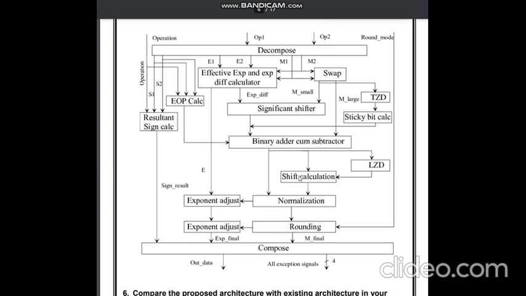Then these go to the shift calculation, LZD, and normalization. That normalization goes to exponent adjust and rounding. The exponent adjust once again goes so that we can have the final exponent, and the final block is compose, which gives us output data and all the exception signals.